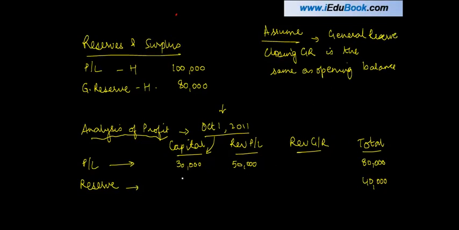So 40,000, we will take the entire general reserve as capital general reserve. Had it been the profit and loss account, we would have proportionately distributed this between pre and post, which we are going to see in the next question. But for general reserve, you just know the closing balance, you don't know what is the pre and what is the post, so we assume that this is the same as the opening balance, and that there is no transfer.